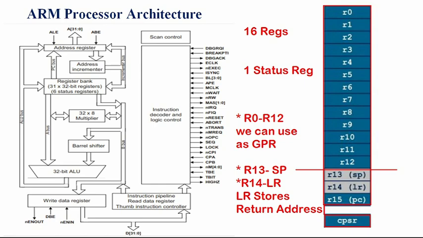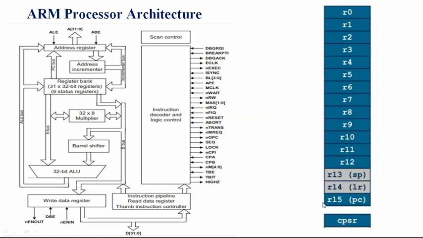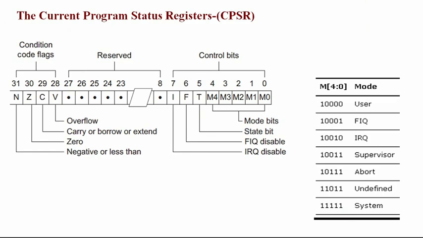Okay, so now I'll take you to the current program status register. Yeah, so guys, you can see here CPSR. In the previous slide I told you we have a status register. So what is the name of the status register, sir? In short form we call it CPSR, but the full form is current program status register.